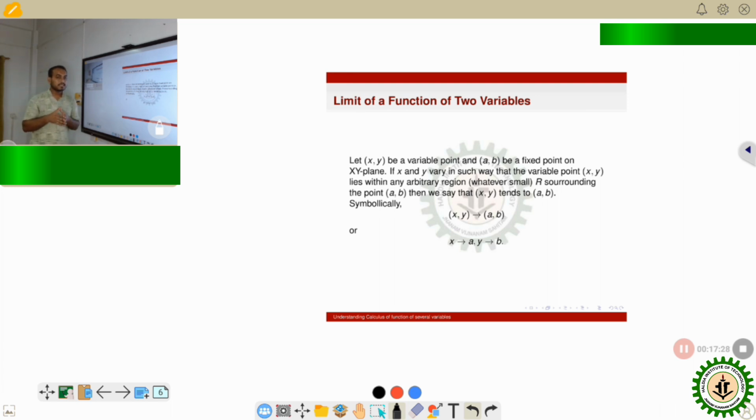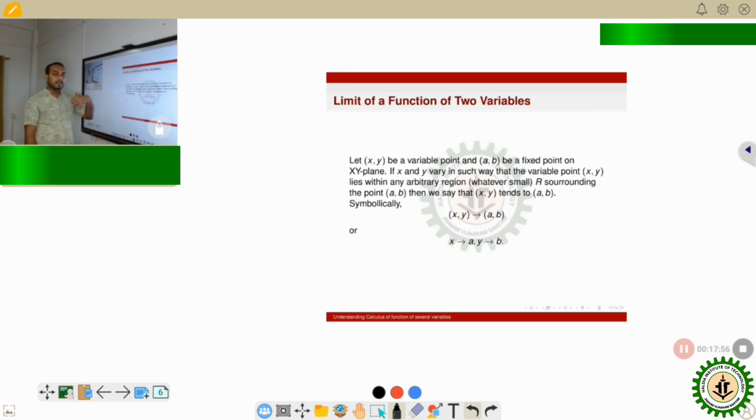For such cases you need to approach the pair of input variables (x, y) to that fixed point (a, b). If we can approach the arbitrary input point (x, y) to the fixed point (a, b), and it gives some value, then you can say that the function has a limit at (a, b), and that will be the exact value, the output of the function.